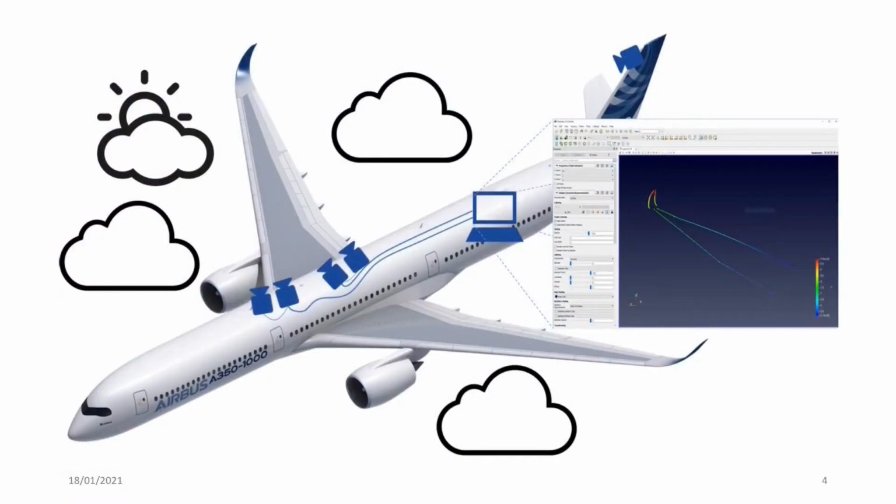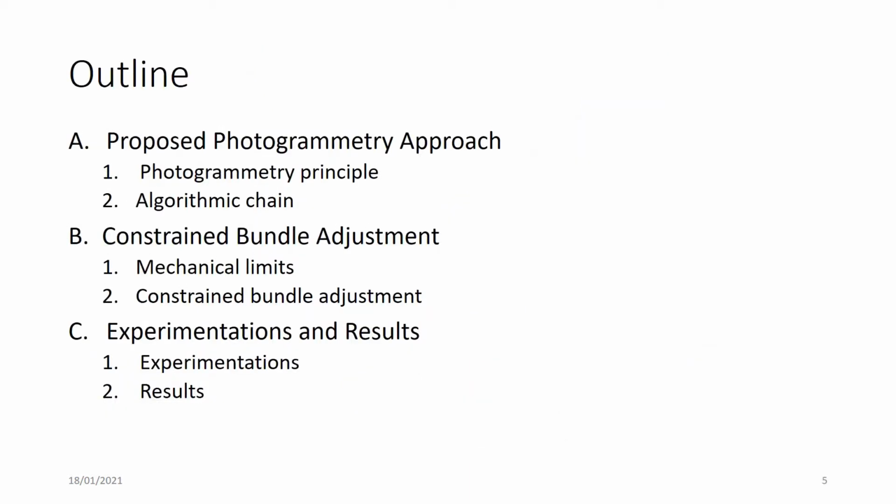In this study, the proposed solution is to use a set of cameras installed at the window positions and on the vertical stabilizer here to reconstruct the 3D shape of the wing using a photogrammetry approach. So in this presentation, we'll first have a look at this photogrammetry approach with an introduction to the photogrammetry basics and the algorithmic chain proposed. Then we'll explain the new method that we call the constrained bundle adjustment that exploits mechanical limitations of the wing to improve the reconstruction estimation. Finally, we'll have a look at the experimentations and results.